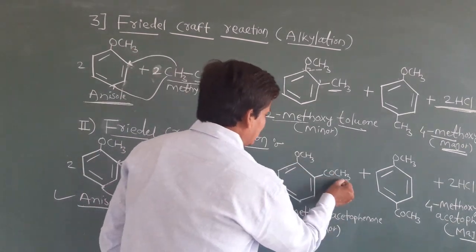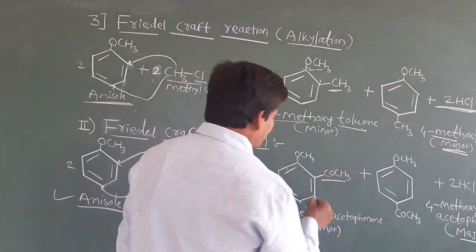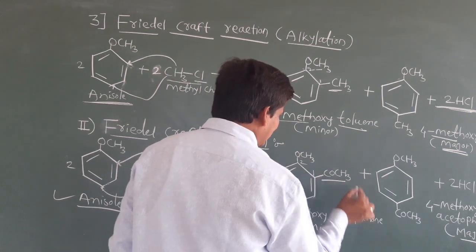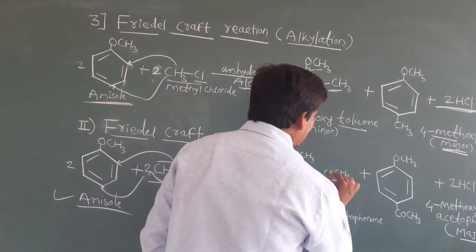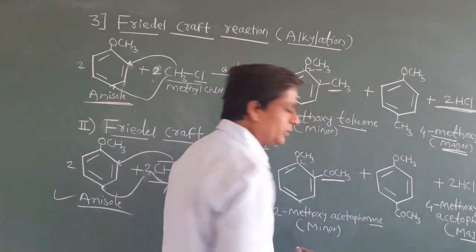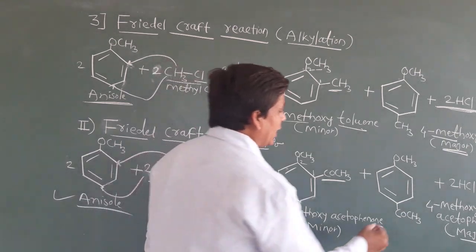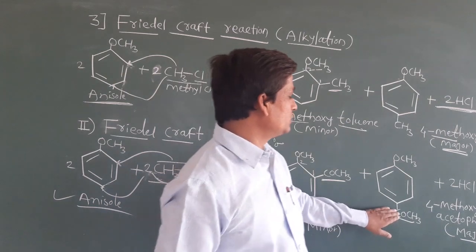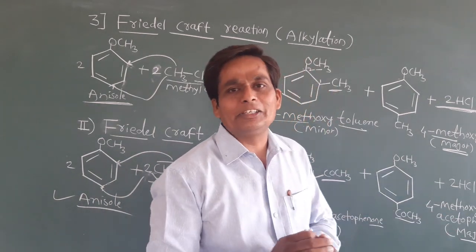2-methoxyacetophenone. So this is COCH3, a ketone group, that's why here 1, 2, on the second carbon the methoxy group is there, and this is acetophenone. Because a ketone group is there, phenone, the ONE, ketone, is a suffix. So it is a minor product at ortho, and at the para position the same COCH3 group is attached, so we will get 4-methoxyacetophenone, which is the major product.